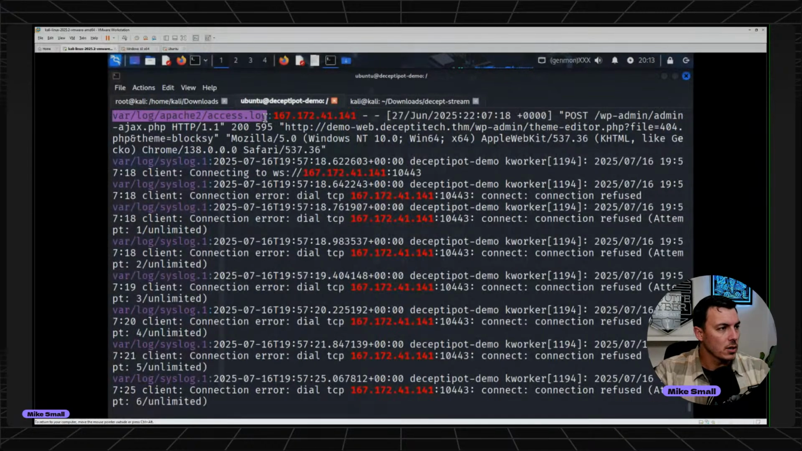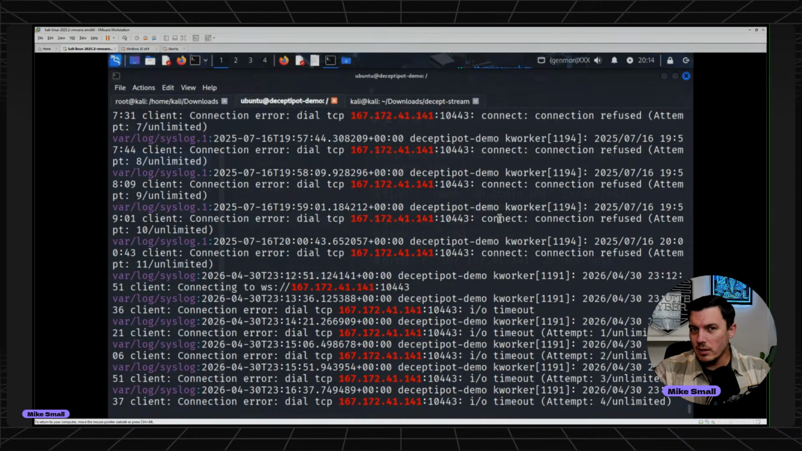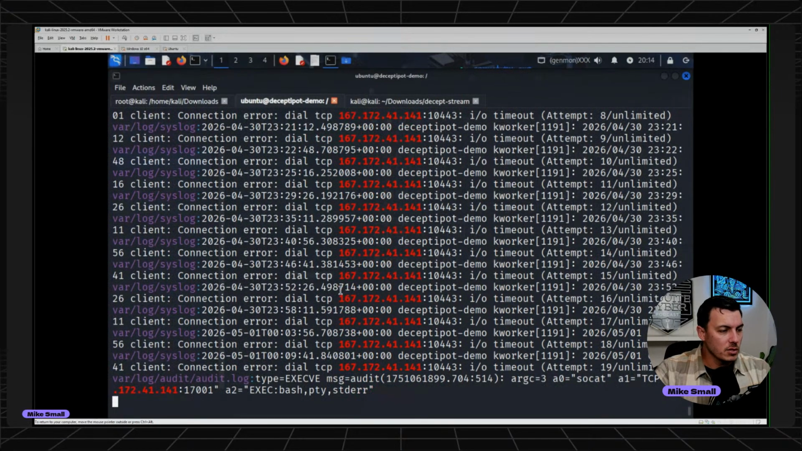We looked at these earlier. These are syslogs, so these are system logs. Look at this. So Deceptibot demo, we have something called kworker, and it's connecting to the malicious IP address, and we see it over and over and over. That's pretty indicative of a backdoor if you've never seen one. Repeated attempts to go out. That is a backdoor. I'm just scanning through the rest to see if there's anything else, and then we see that SOCAT one there.